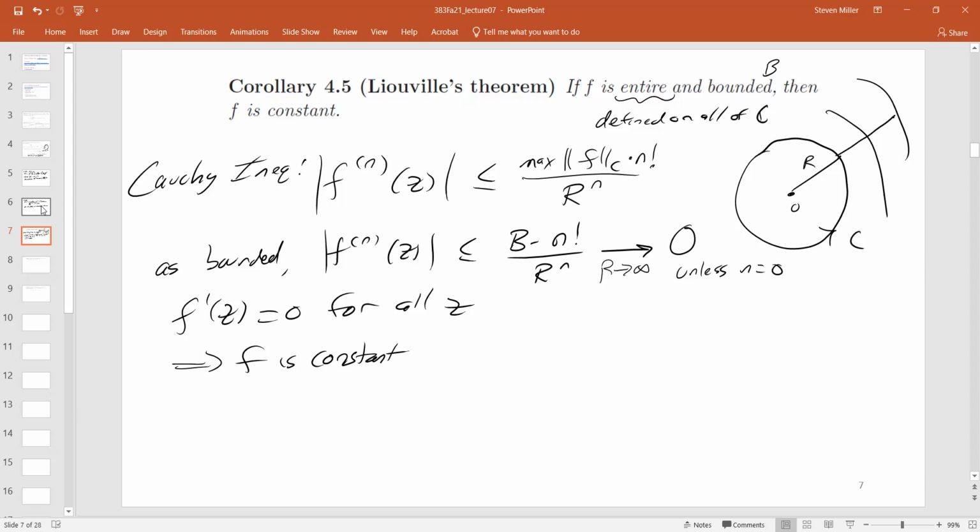Because we know the function's entire. As soon as we know it's differentiable once, we just proved it's differentiable infinitely. Although technically for this, I actually don't need that it's infinitely differentiable. I only need to do this for n equals 1. I don't need to know that it's differentiable to degree 2 or 3 or 4. I'm only using n equals 1. Any other questions? Yes.